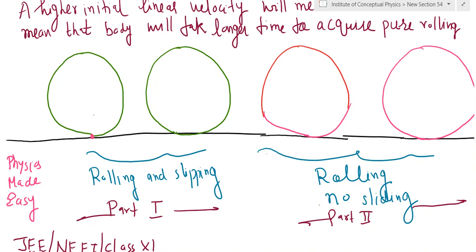If you throw the sphere with less linear velocity, it will acquire the pure rolling motion faster, because the rotational linear velocity will be able to attain the value of the linear translatory velocity very fast.